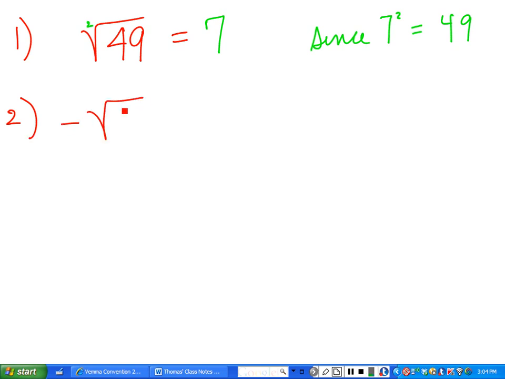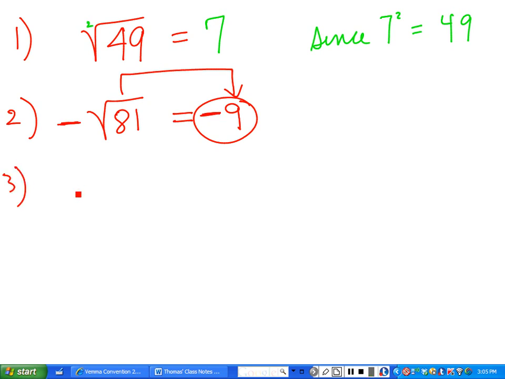Negative square root of 81. Notice there is a negative on the outside here. So the square root symbol is not affecting the negative. The negative is on the outside. What is the square root of 81? 81 is indeed a perfect square. So the answer is -9, because we have the negative on the outside, but the square root of 81 is 9. When we put them together, the answer is -9.